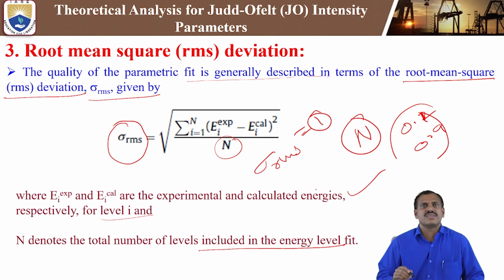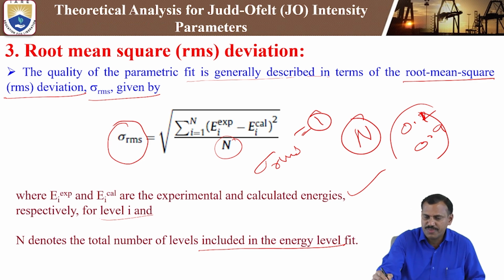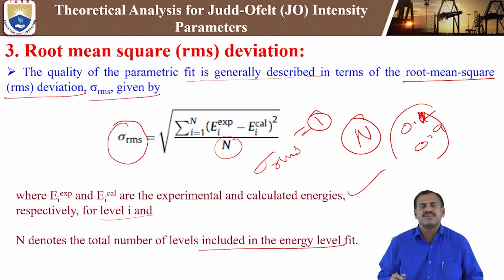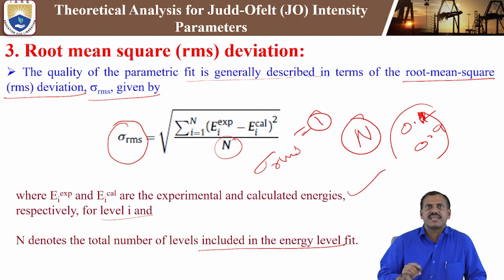Then only will your fitting give well-resolved peaks, and at the same time you get good values of the Judd-Ofelt intensity parameters. At the same time, the error between F experimental and F calculated should be very small. We have to minimize the error. Whenever you get, say, 0.1 for the sigma RMS value, that means all the observed peaks are well fitted with the Judd-Ofelt intensity parameters. Fitting is very important in the calculation of the Judd-Ofelt intensity parameters.